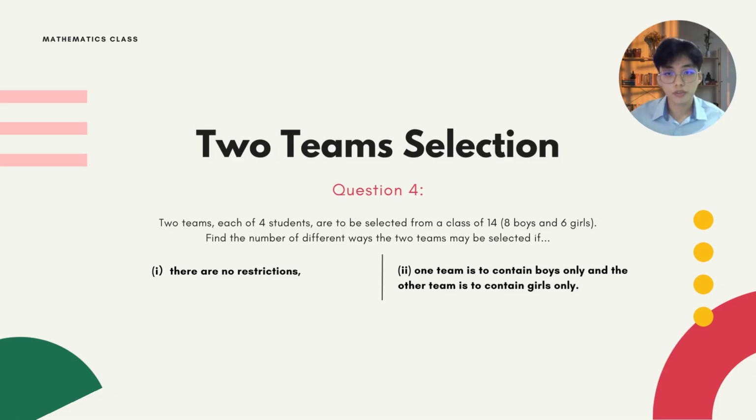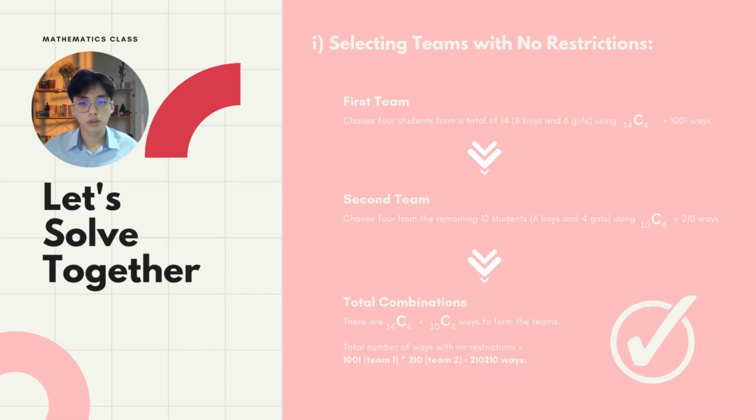Next, we will proceed to question 4, which is related to team selection. And here's the question. 2 teams, each of 4 students, are to be selected from a class of 14 students. Find the number of different ways the 2 teams may be selected if the first condition is there are no restrictions on the composition of the teams. And the second condition is 1 team consists of boys only and the other team consists of girls only.